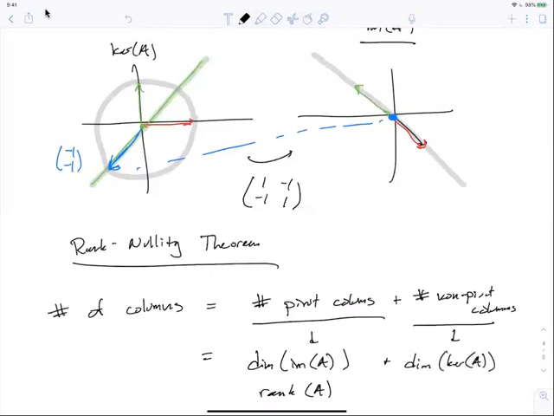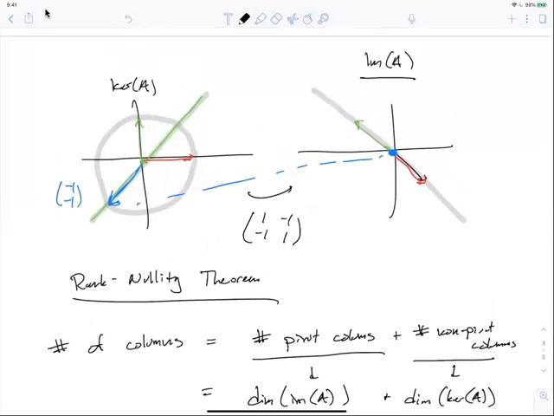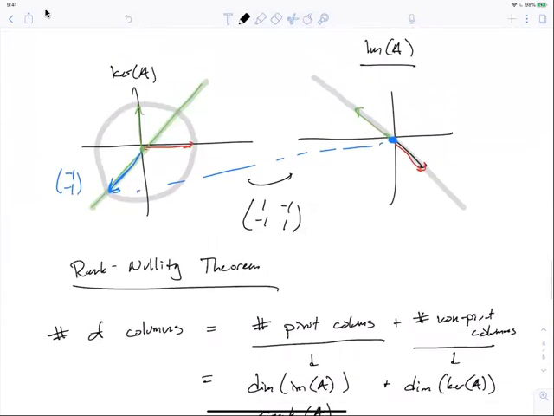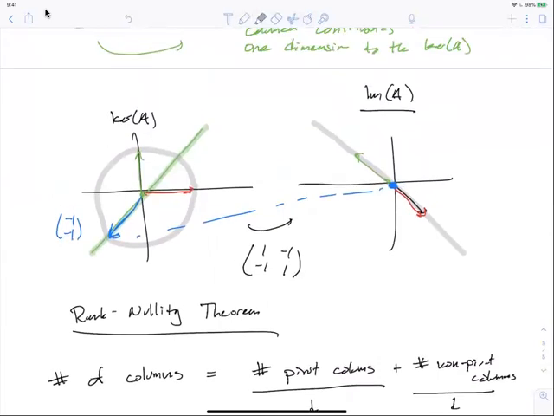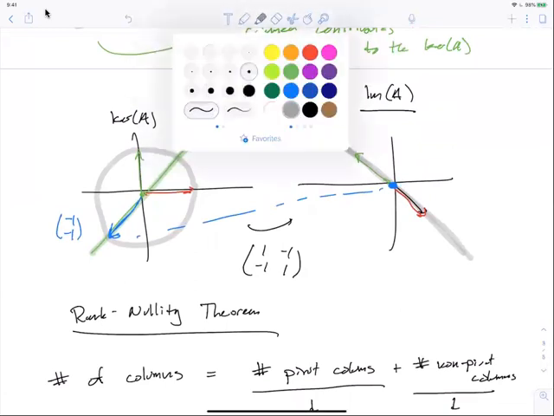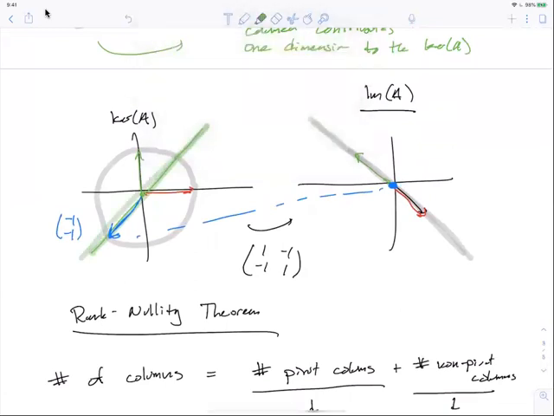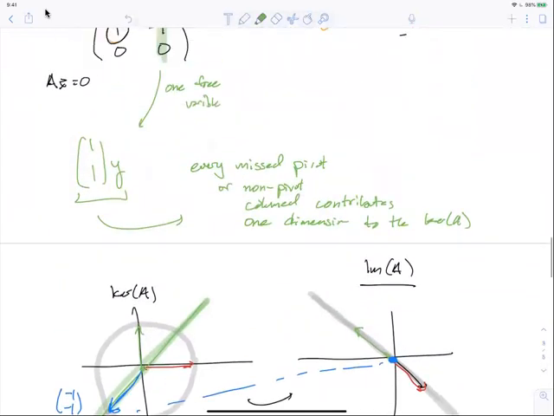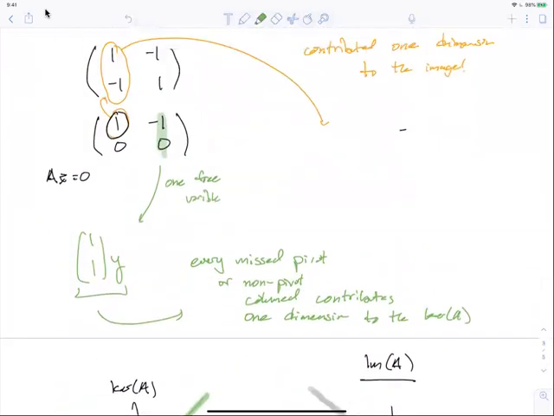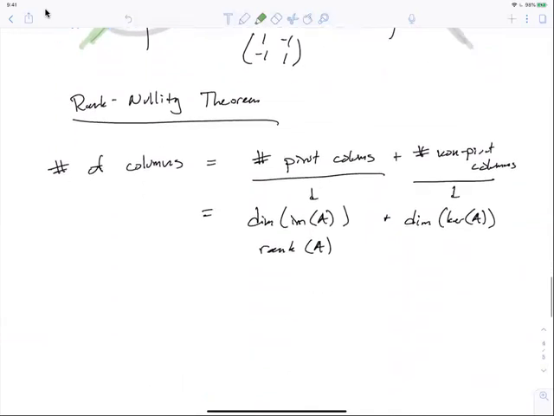So whenever you're doing your work, whenever you find the kernel and the image, the total number of vectors that you get in both of your answers should always add up to the number of columns you originally started with. So in this case, we got a one-dimensional object for the image and a one-dimensional object for the kernel, right here, this line. And so 1 plus 1 is sure enough the number of columns that we started with. So this is the rank nullity theorem.